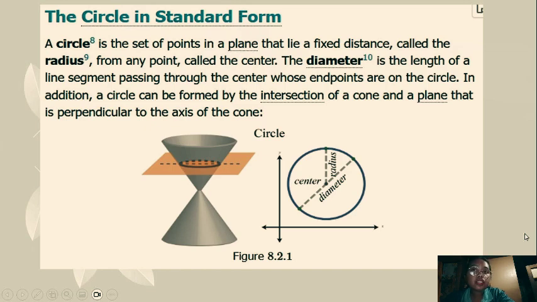So in terms of conic sections, a circle is formed when a plane intersects a cone perpendicular to its axis. This means the plane cuts straight across the cone's top, creating a perfectly round shape. Okay, so now let's proceed to the next slide.